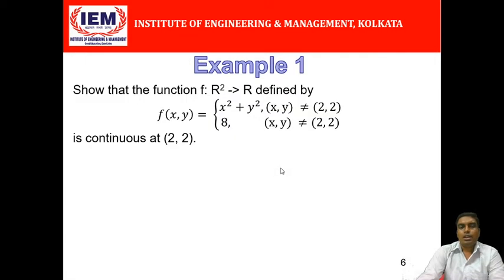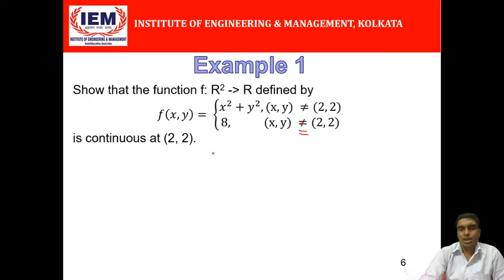Now let's take some examples of continuity. Suppose we have this function f of x, y. It is defined like this: x squared plus y squared when (x, y) is not equal to (2, 2), and when (x, y) equals (2, 2), its value is 8. We have to see whether it is continuous at the point (2, 2).